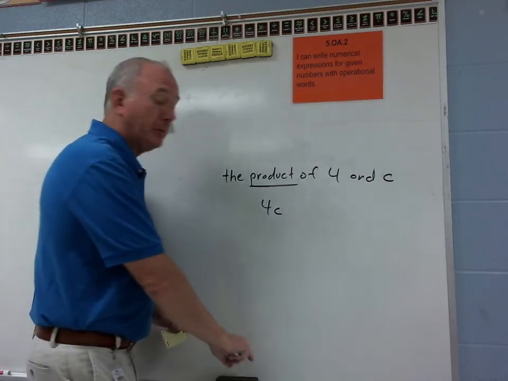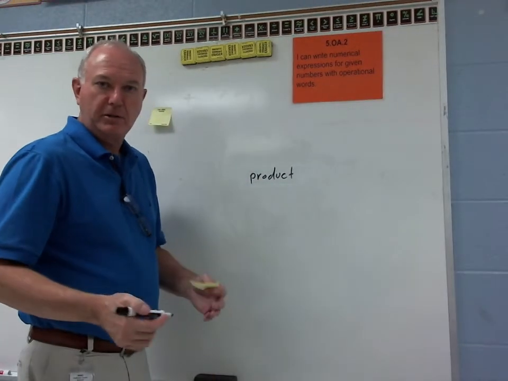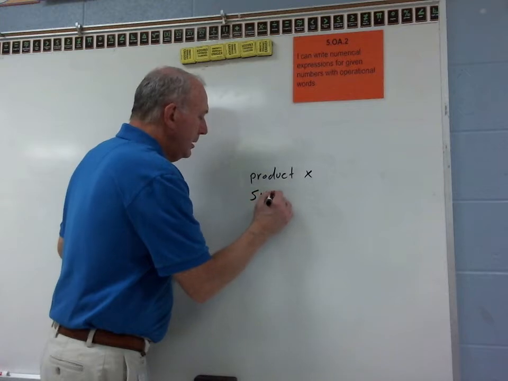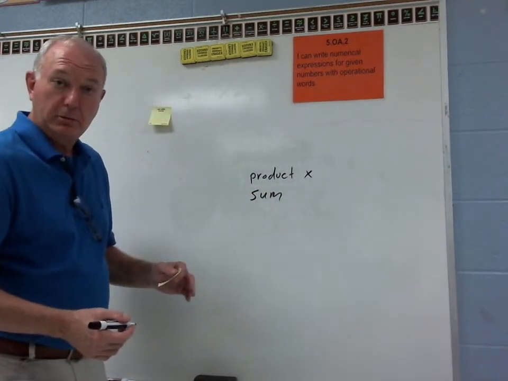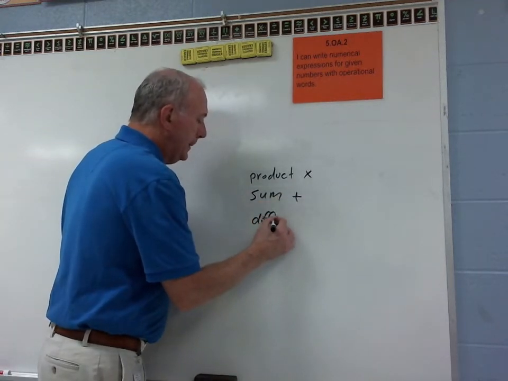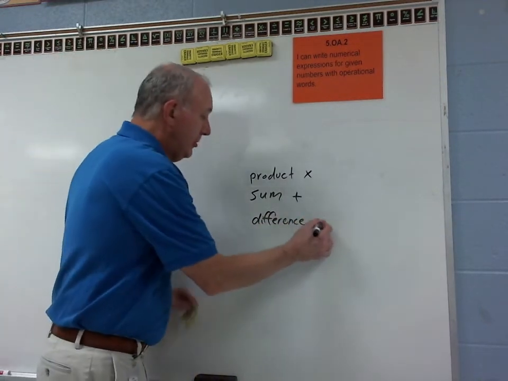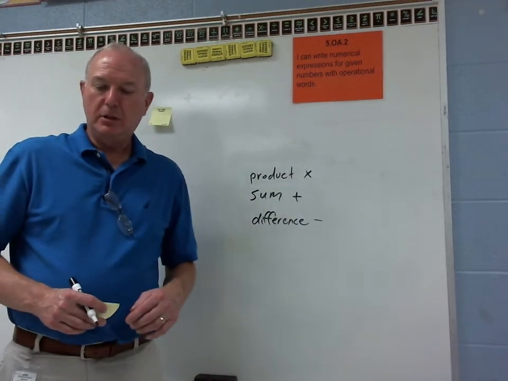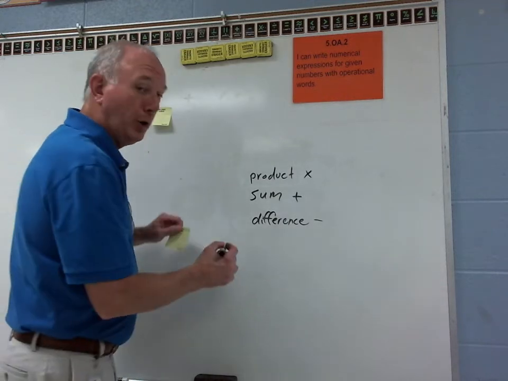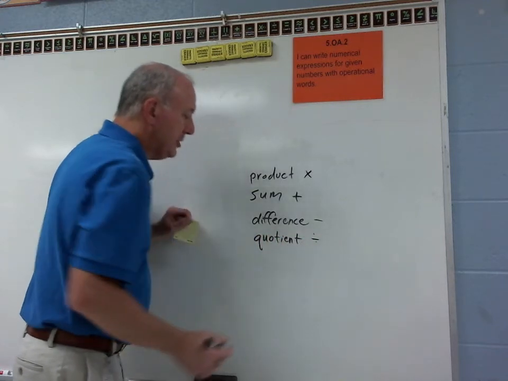Okay? Now let's go over something real quickly. Product is the answer when you multiply. Sum is the answer when you do what? Add. Difference is the answer when you subtract. And what do you call the answer when you divide? Quotient. That's the answer when you divide.